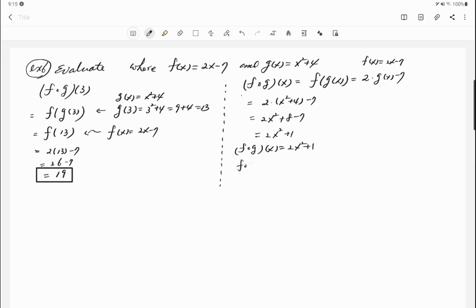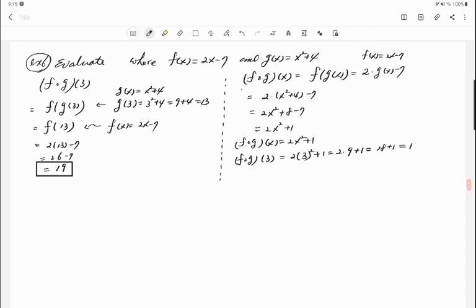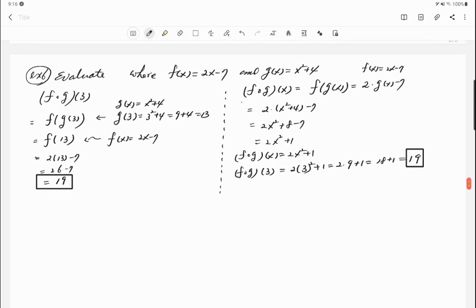And then from here, we want to find what? 3, right? So what you do is plug in 3. So 2 times 3 squared plus 1. Then 2 times 9 plus 1 is 18 plus 1 is 19, right? So we have the same answer. So you can change the expression in terms of x and then plug in the input value. Or you can just directly plug in the input value so that you find g of some number, g of 3, and then use that value as an input of function f.